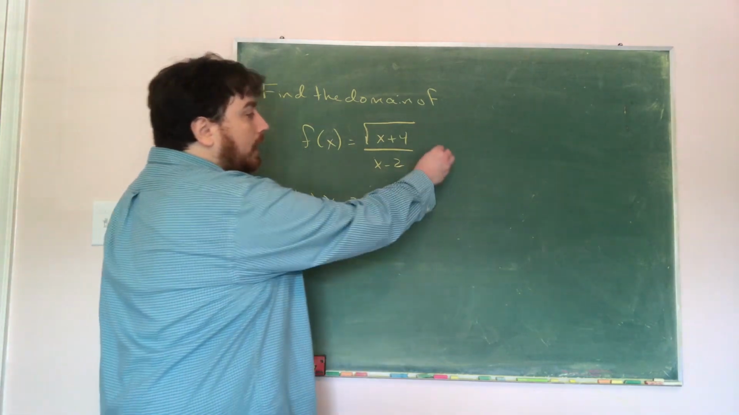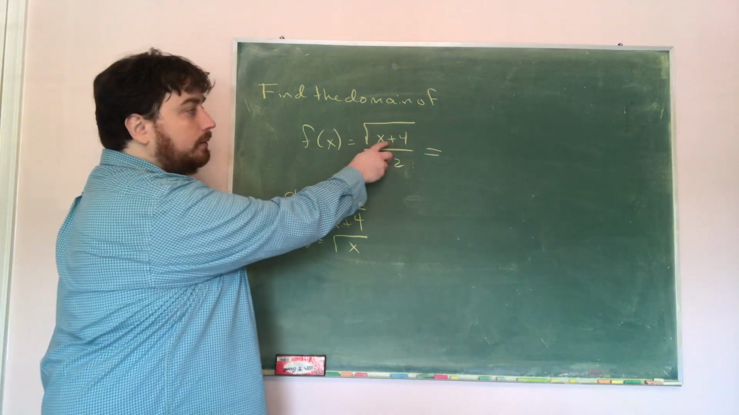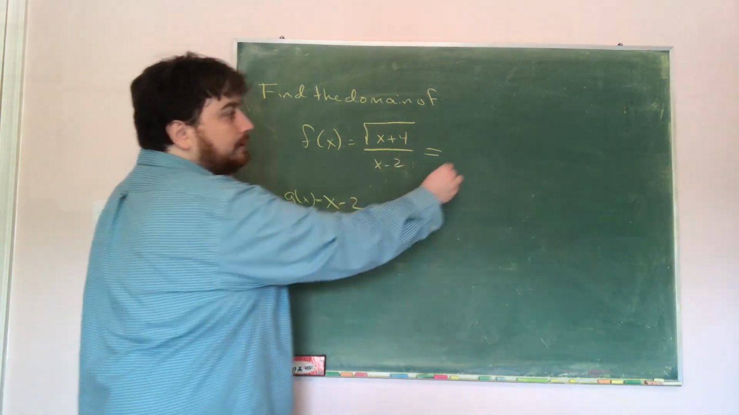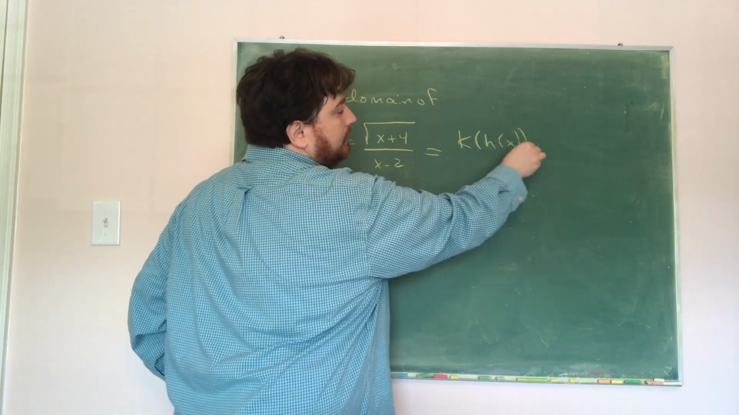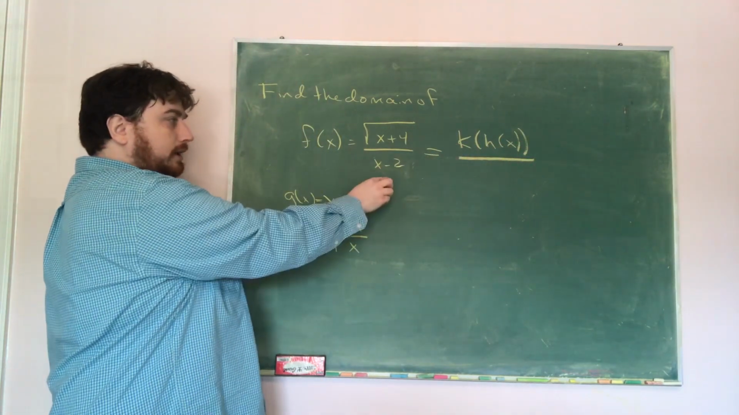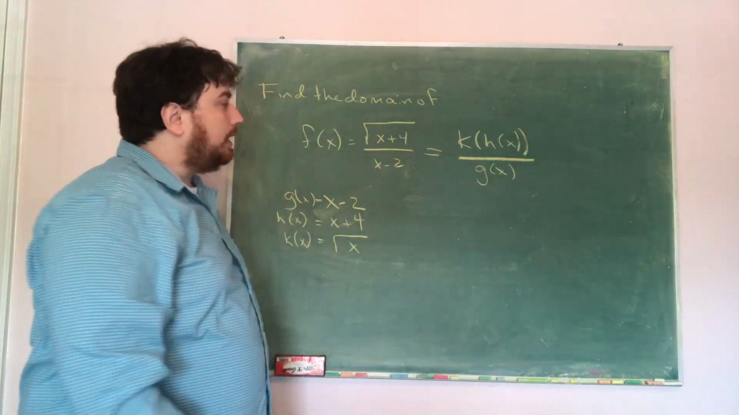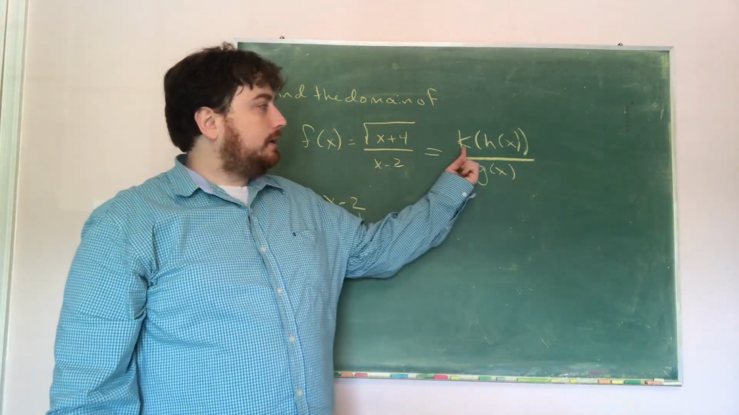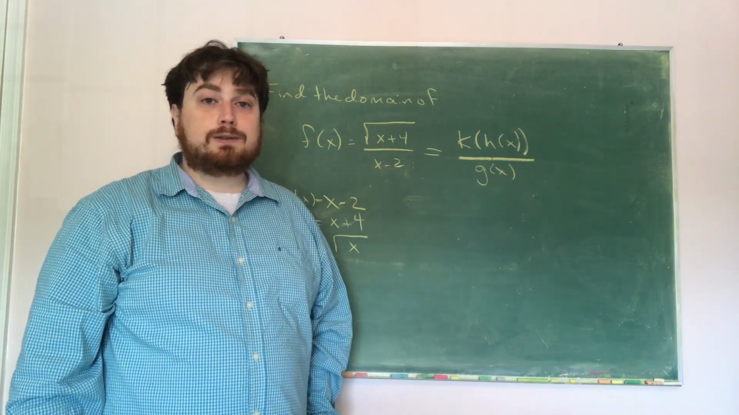So now as I look at g and h and k, the first thing I want to notice is that I can rewrite f as, well, the square root of x plus 4 is actually k of h of x. And then the x minus 2 is just g of x. So what I'm going to have is that f of x is going to be k of h of x, all divided by g of x.